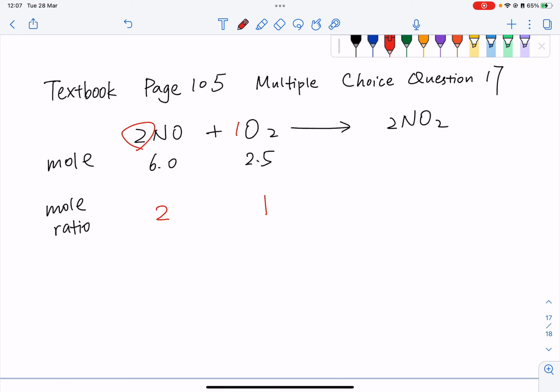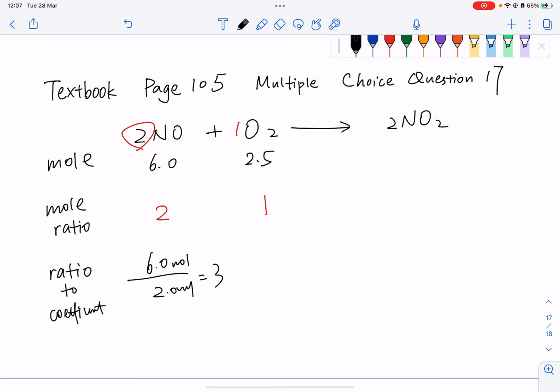Let's compare it. For 6.0 and 2.5, does that equal a 2 to 1 ratio? Probably not, right? Then we have to determine the limiting reagent. How can we determine the limiting reagent? We should use the ratio to coefficient, right? What is the ratio here? It should be 6.0 divided by 2.0 moles.